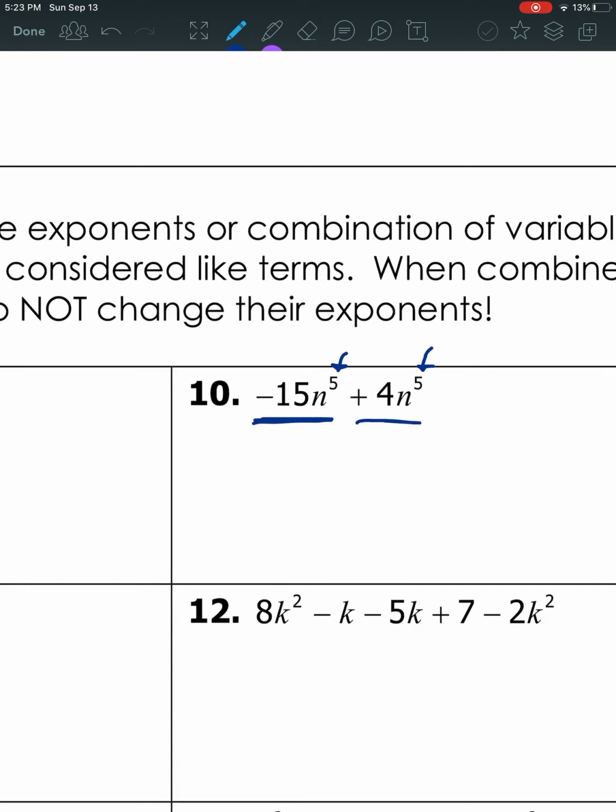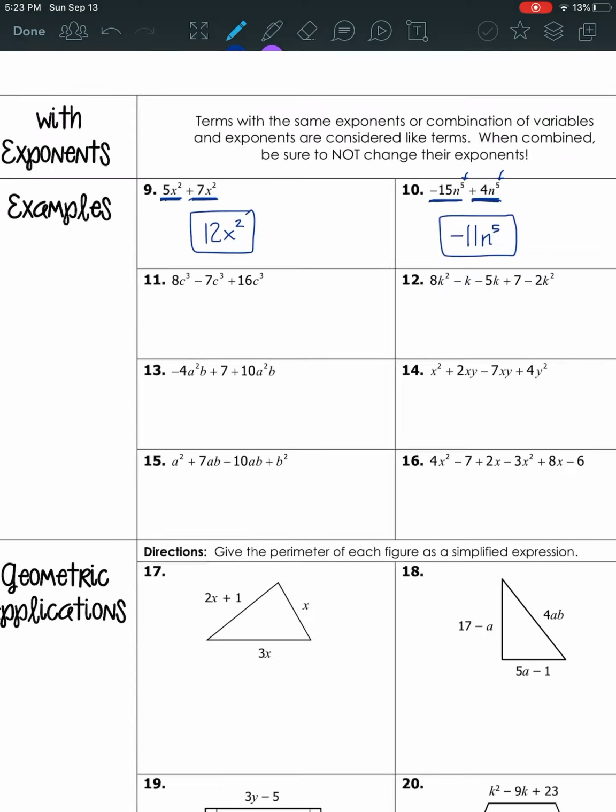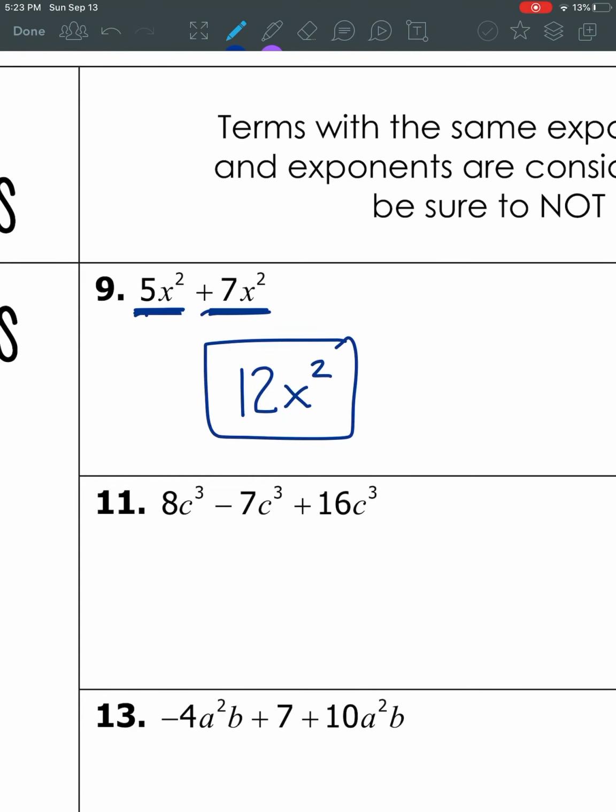All right, same thing with the next one. We have negative 15n. The exponents have to be the same in order to combine them. So these are like terms. So negative 15 plus 4 is negative 11. And then we keep the variable and the exponent. So negative 11 n to the 5th.